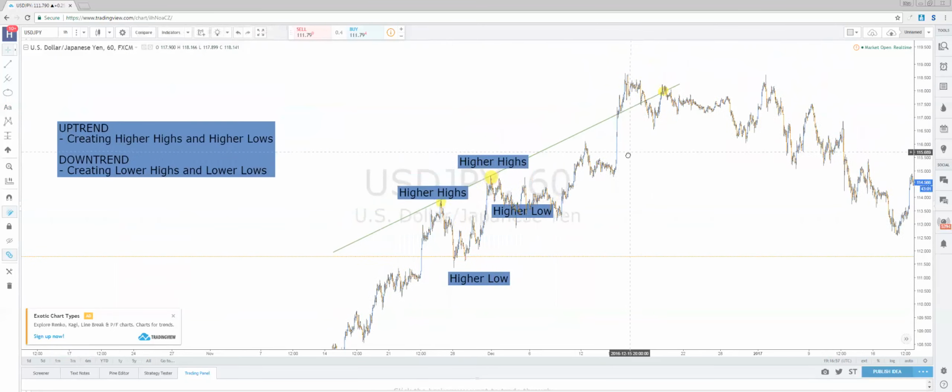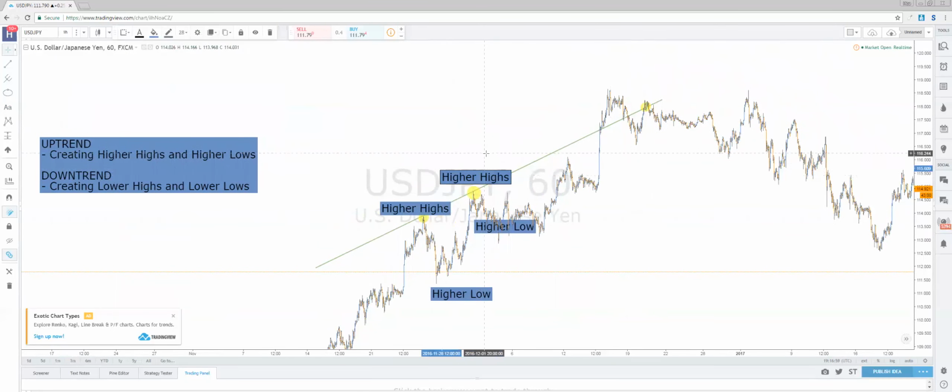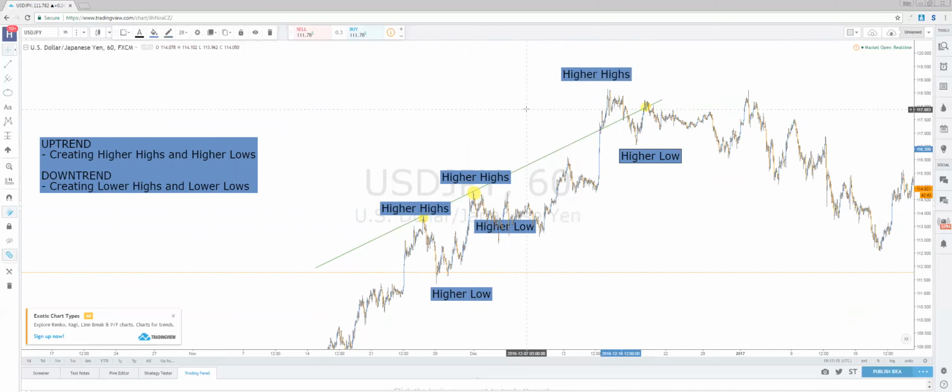All right, see up here? Okay, it creates another higher high. It's going to create another higher low. This low is higher than this low. This low is higher than this low. This high is higher than this high. This high is higher than this high. Okay, you guys see that? So that's what it means.